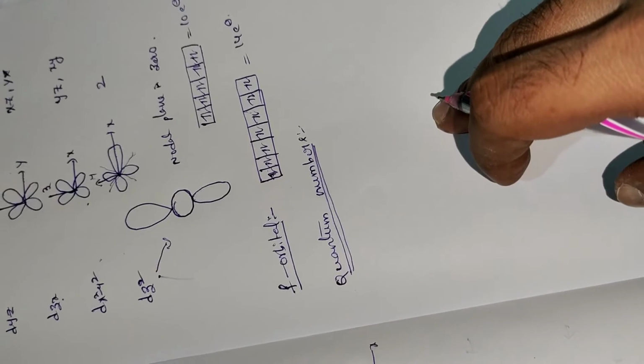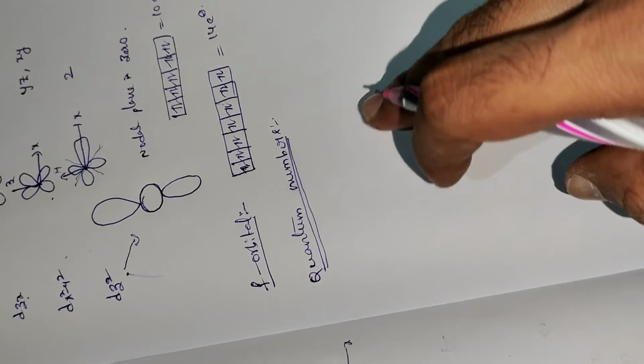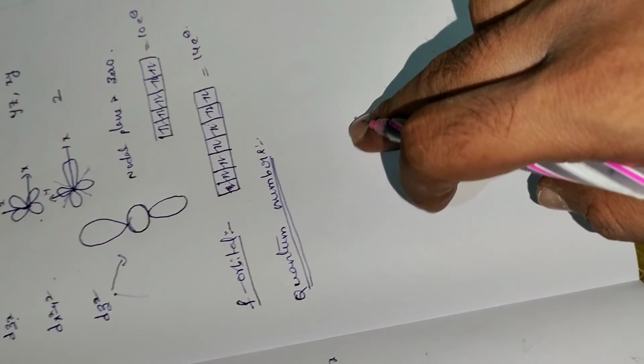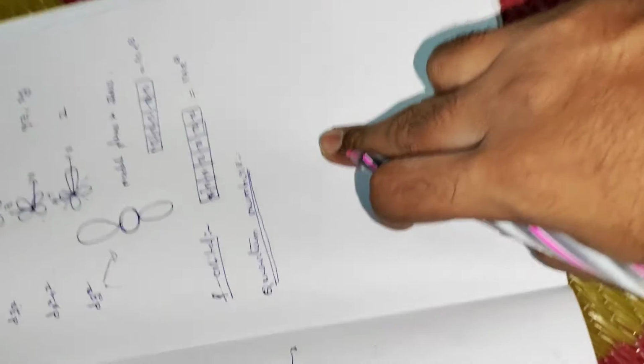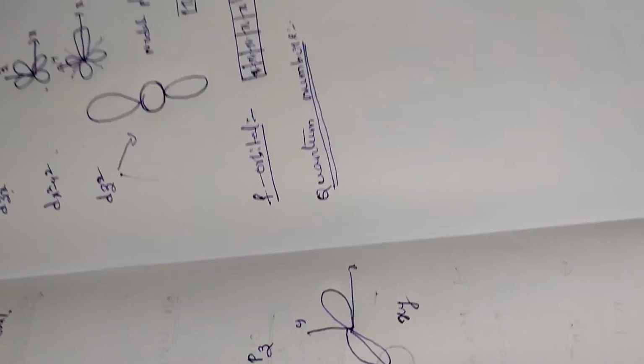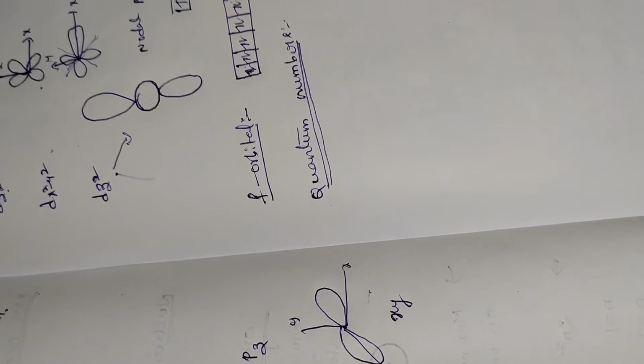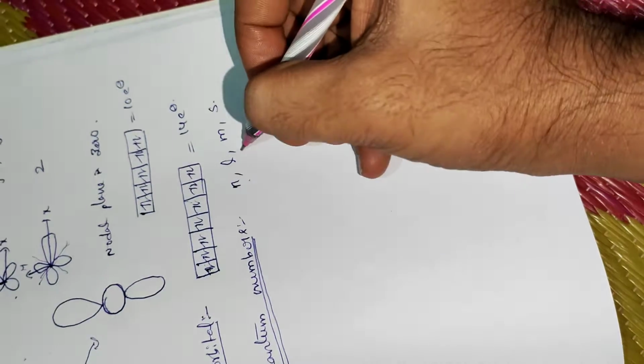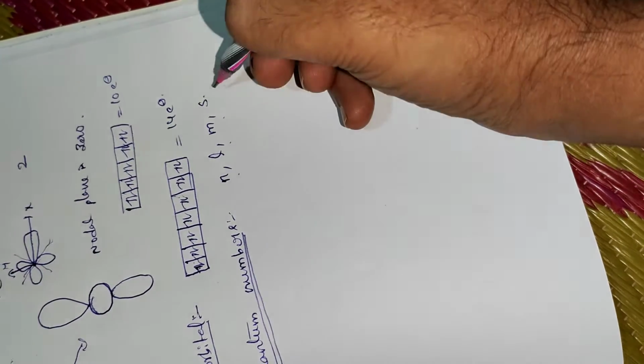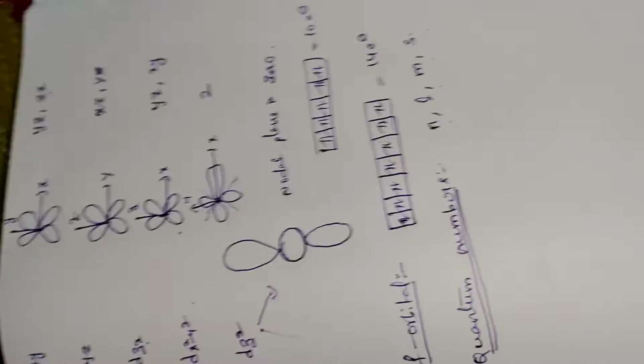Locate electrons in an atom. These numbers used to locate electrons in an atom are called the quantum numbers. We have 4 quantum numbers: n, l, m, s. N means principal quantum number, l the azimuthal quantum number, m the magnetic quantum number, and s the spin quantum number. First we will discuss the principal quantum number n.